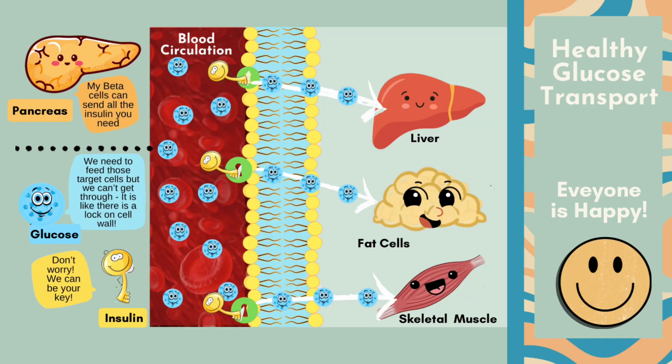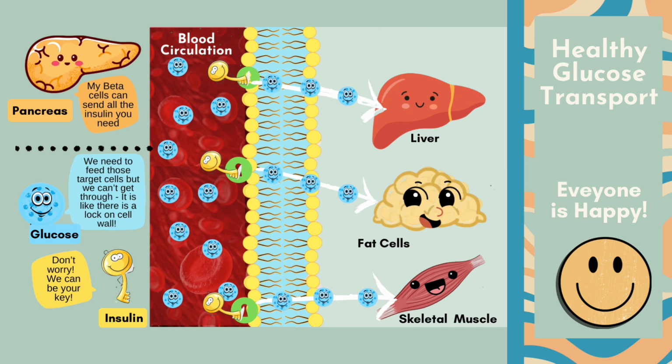In this first slide, this is an example of healthy glucose transport. Everybody's happy. The pancreas is doing its job. Its beta cells are successful in making enough insulin. These insulin pieces, you can see those little yellow guys are now represented as keys.